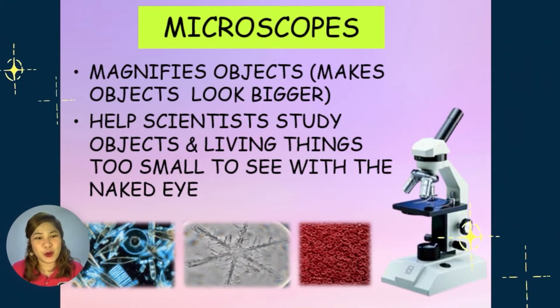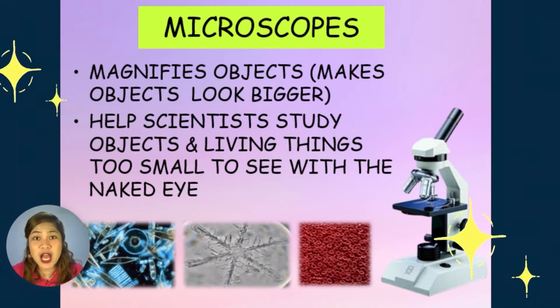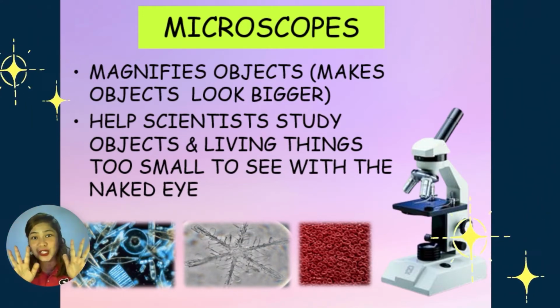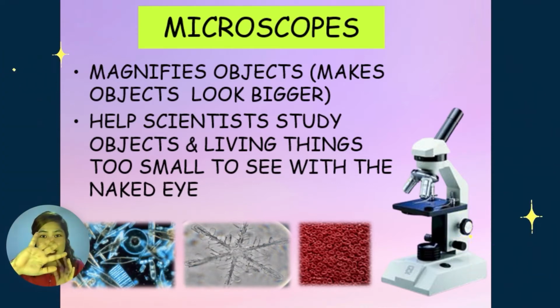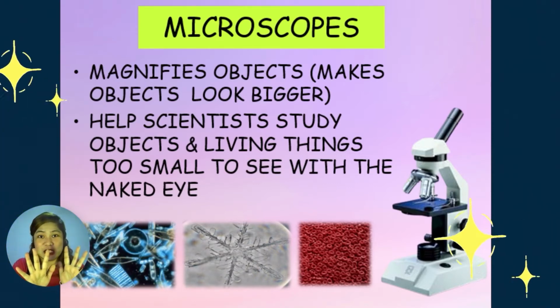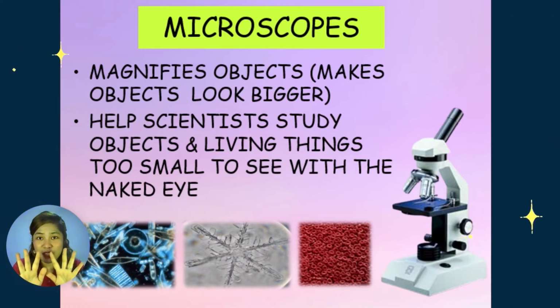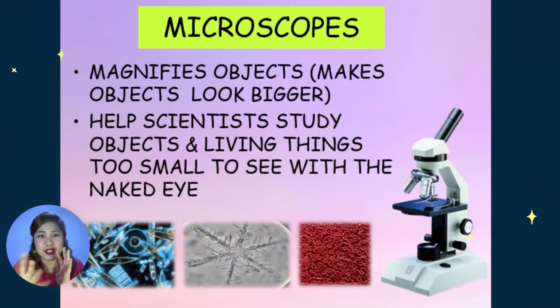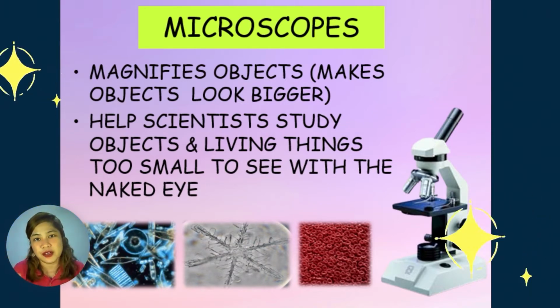So what are microscopes? They are used to magnify objects, which makes objects look bigger. They also help scientists study objects and living things too small to see with our naked eyes. Just like bacteria, the different organisms or microorganisms that are on our hands. We cannot see anything there. There is no dirt visible. We cannot see the microorganisms because they are very small.